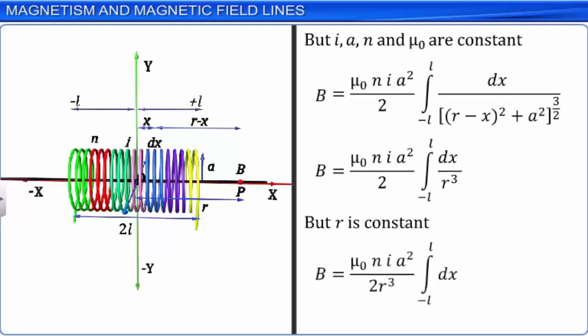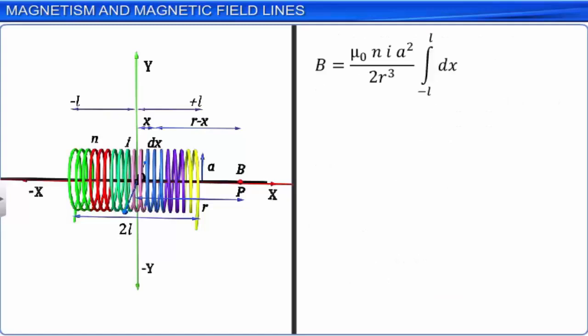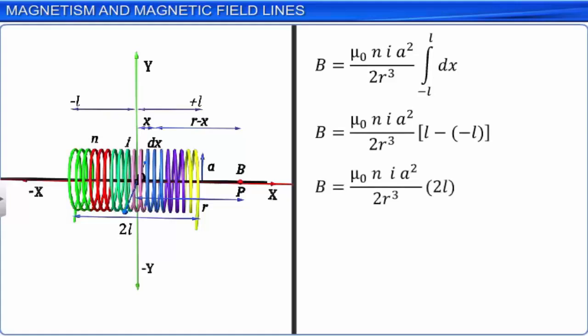On integrating and substituting the limits, we get the magnetic induction B = μ0 n I a² by 2r³ into 2L. By multiplying the numerator and denominator of the expression with π and rearranging the terms, we get the magnetic induction B = μ0 by 2π into n I 2L π a² by r³.